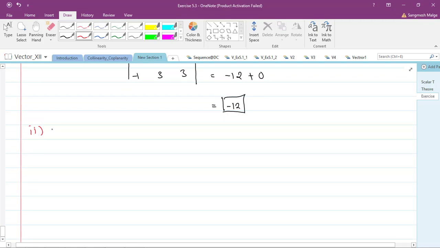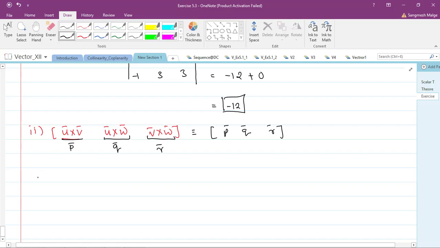What they have asked is the box product of u bar cross v bar, u bar cross w bar, and v bar cross w bar. So let's name these: this is p bar, this is q bar, and this is r bar. So this becomes the box product of p bar, q bar, and r bar. Okay, so let's find out the p bar here. P bar is nothing but u bar cross v bar.